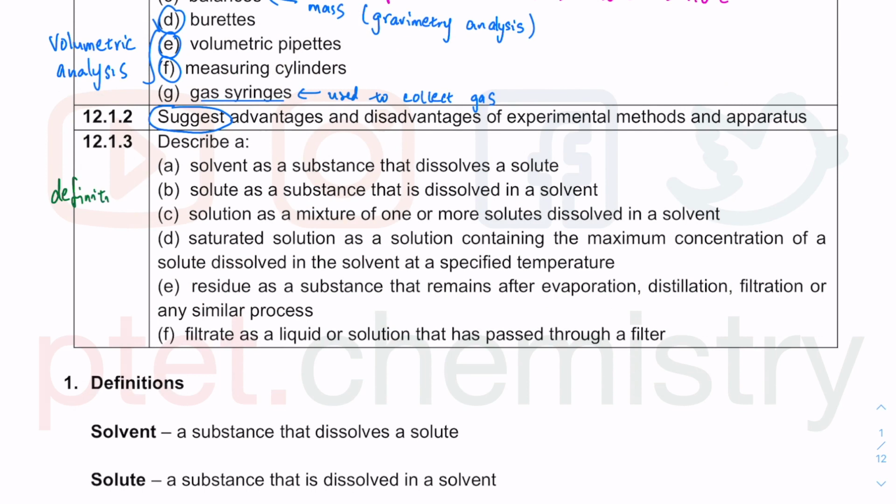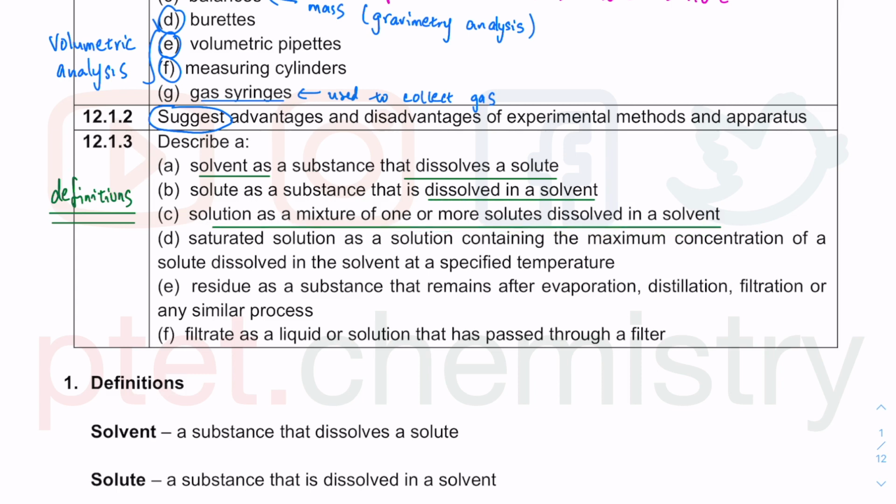As with anything in the previous topic, you know that definitions are very, very important because they are basically going to be terms that you'll be using a lot. So if you don't know the definitions, you'll be describing stuff incorrectly. So make sure you know what is going on. Solvent is the substance that dissolves a solute. Solute is the substance that is dissolved in a solvent, whereas a solution is a mixture when you have one or more substances dissolved in a solvent.